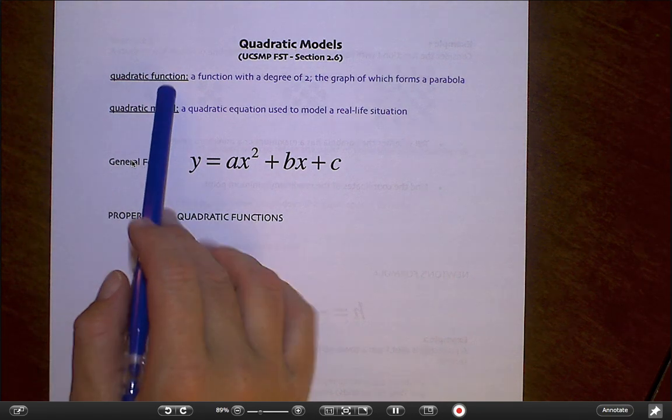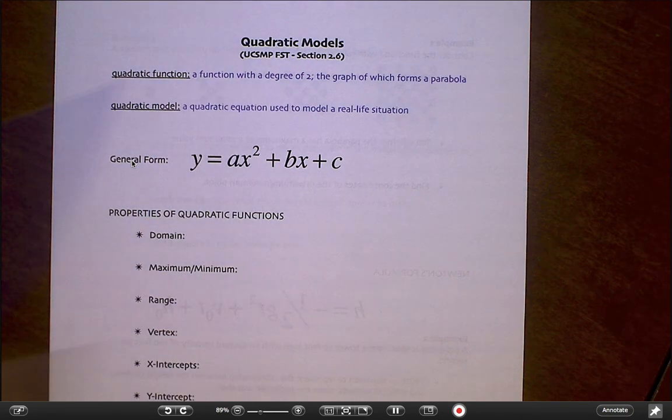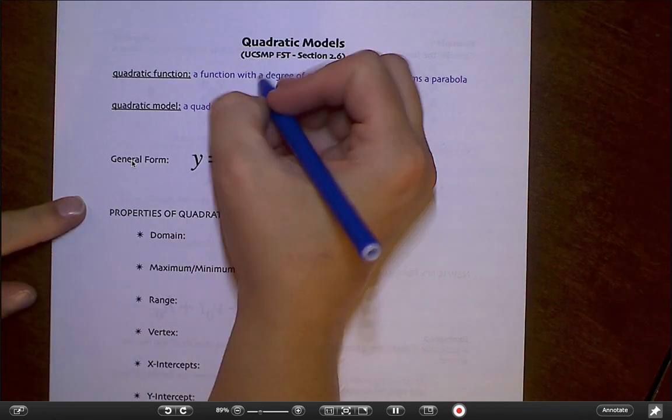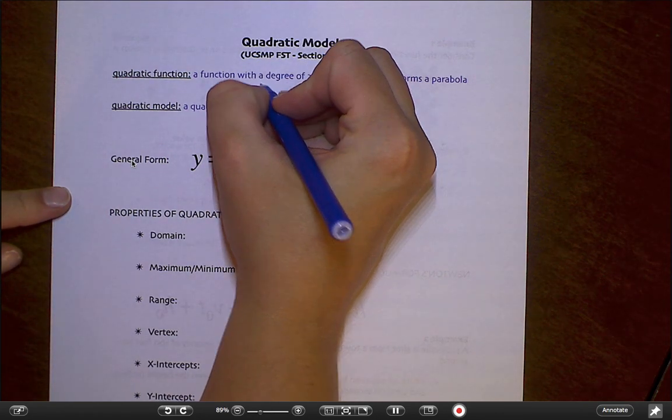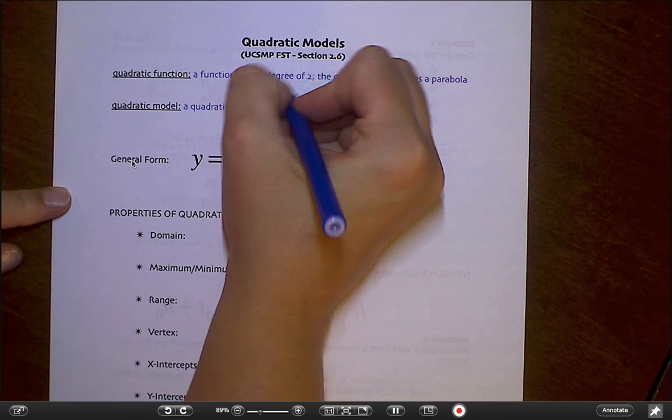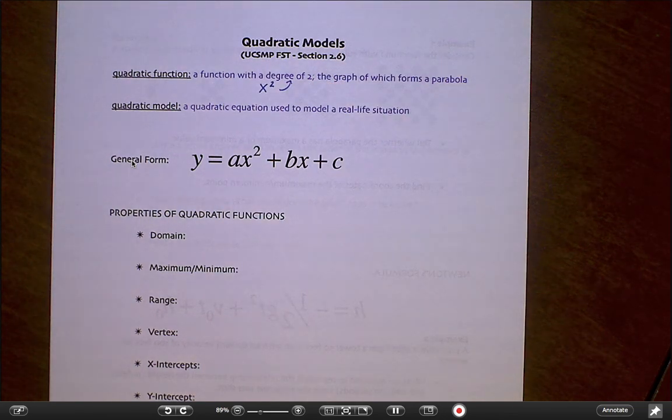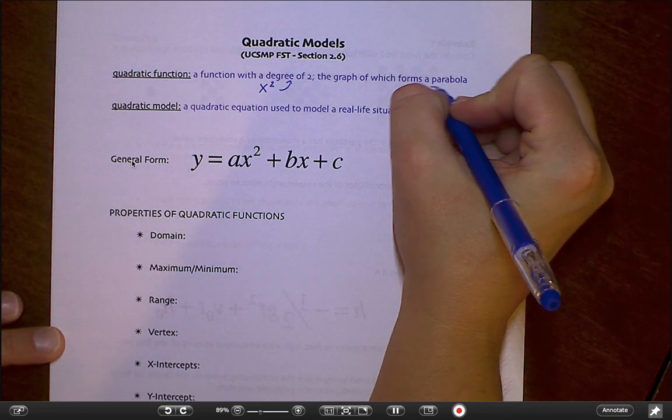So a quadratic function is any function with a degree of 2, and if you remember when we talked about degree last year, that is just a fancy way of saying the equation has an x squared in it. Okay, those are quadratic functions. These will always be parabolas.